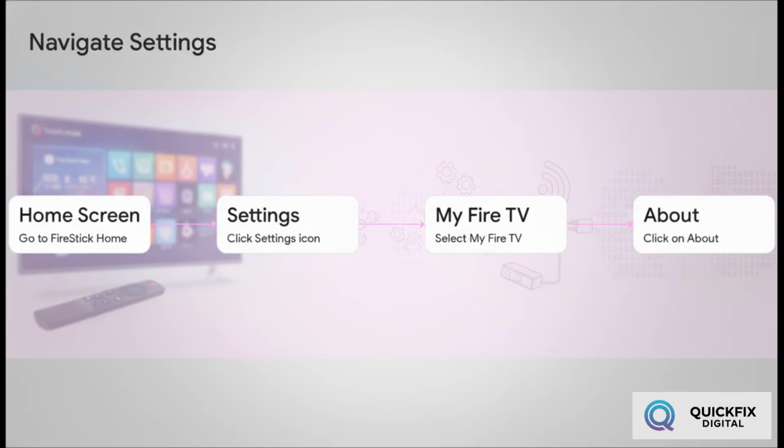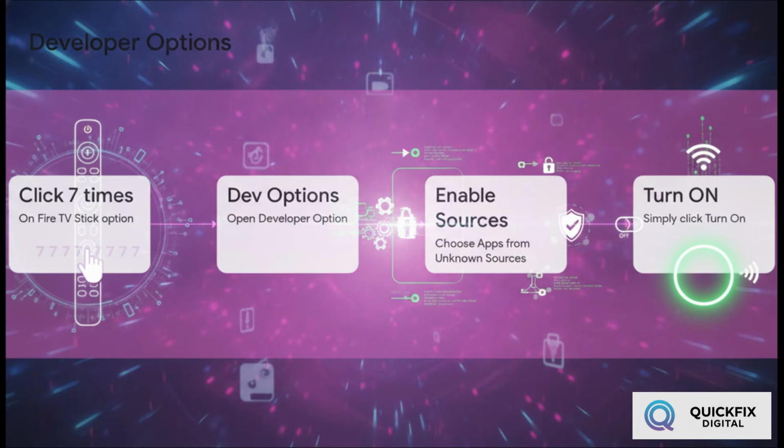Starting at your home screen, just navigate over to Settings, select My Fire TV, and hit About. Now click your device name 7 times to become a developer. Then, just enable unknown sources.